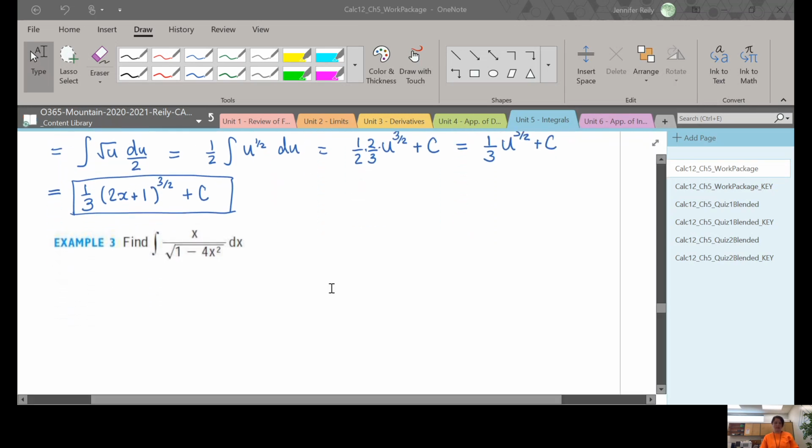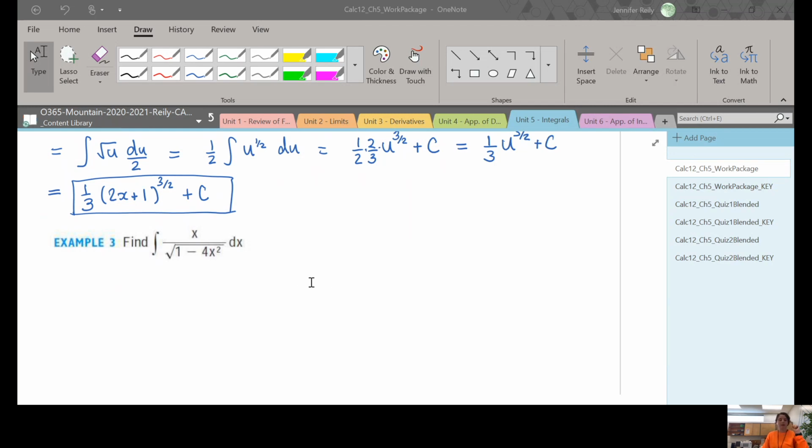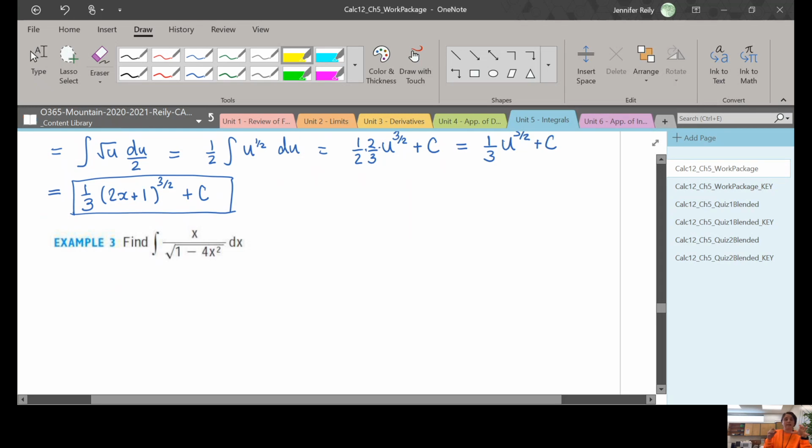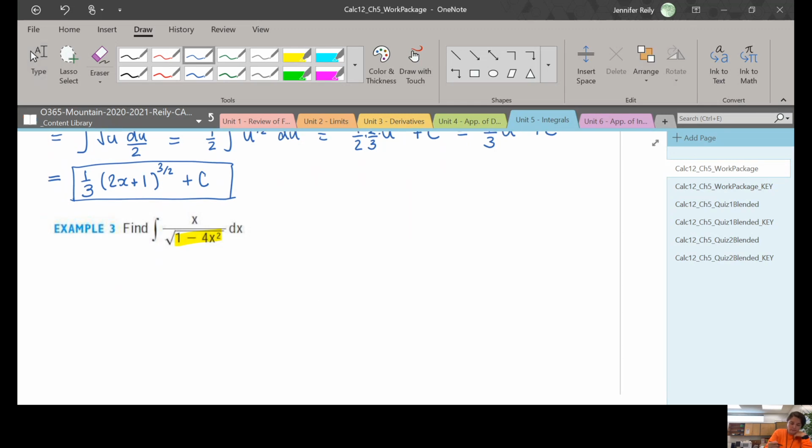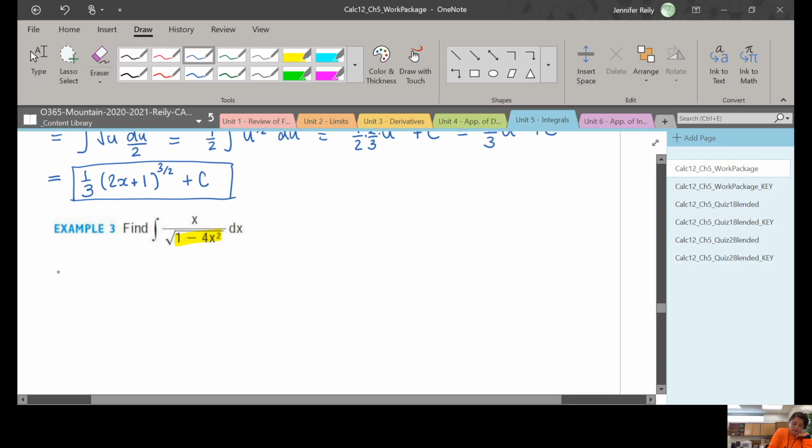Ooh, this one looks tricky, right? If you looked at that originally, you're going to think, okay, I've got a square root, I've got a fraction, like this looks horrible. When you've got something like a smaller function inside a bigger one, you always want to try u-substitution first. It's really going to be helpful. So we're going to sub out this little guy here, 1 minus 4x squared. And once you do the u-substitution, this is going to look so much nicer.